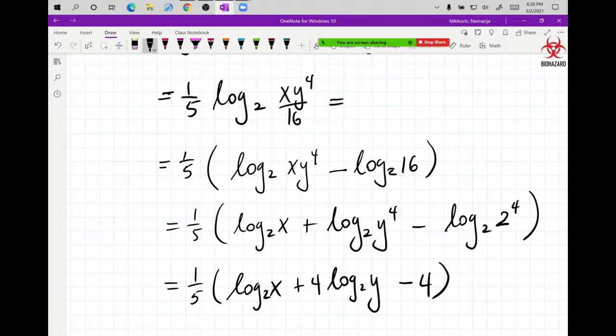It doesn't cancel. It's just log 2 of 2 is 1, so 4 times 1 is 4. So it didn't cancel. It's 1.